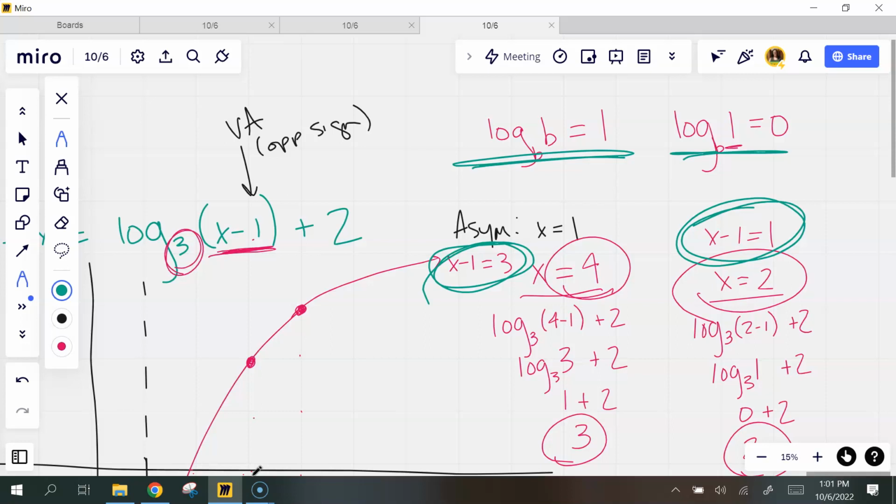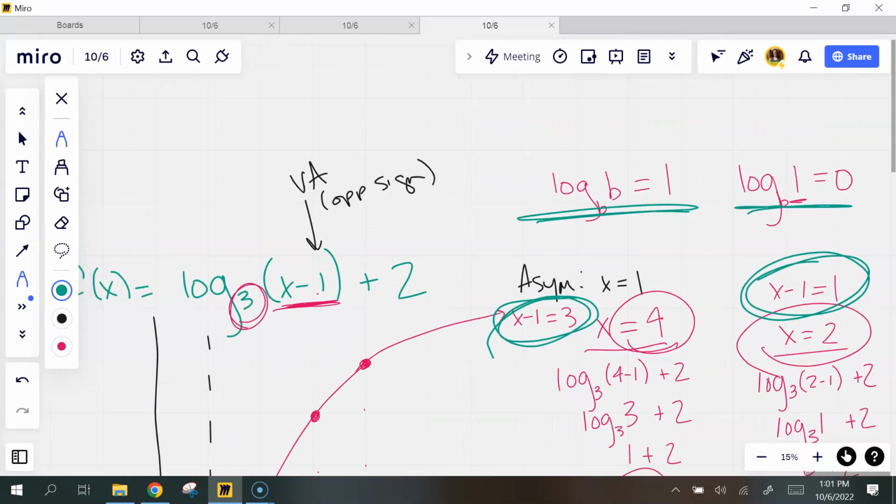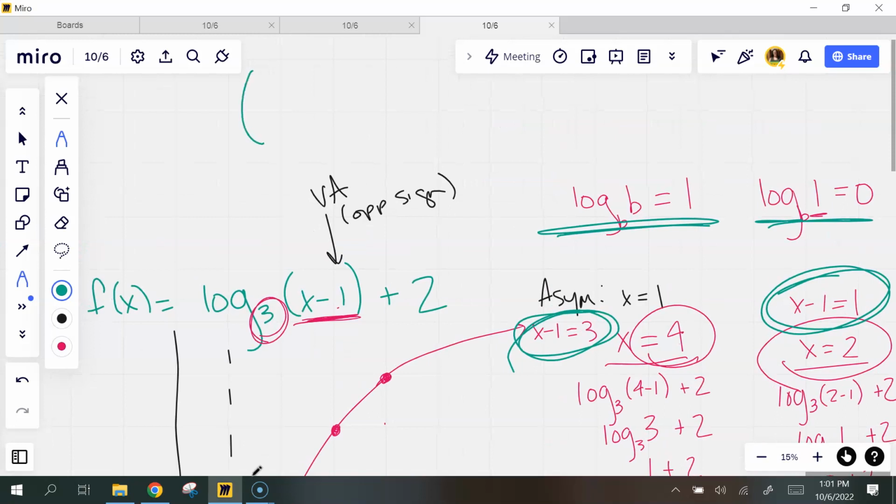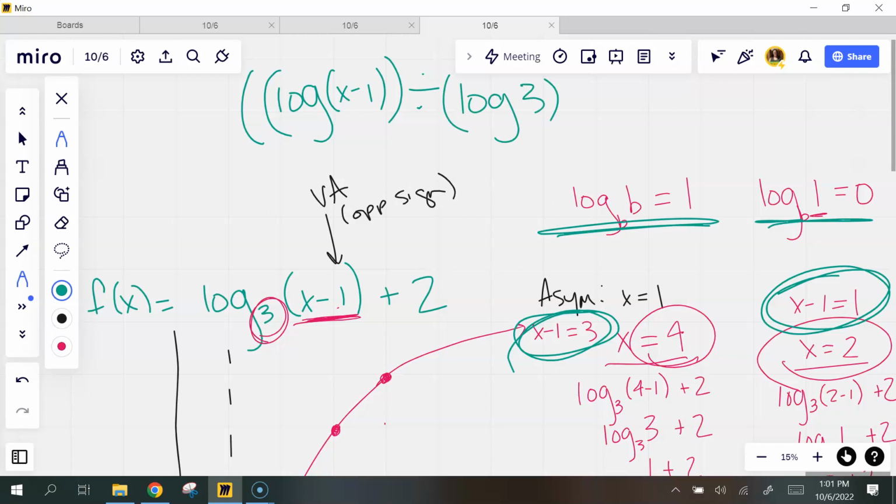Well, but your calculator, remember, is base 10. So if I wanted to graph this on my calculator, I'd have to do log of x minus 1, divided by log 3, plus 2. I'd have to do change of base.